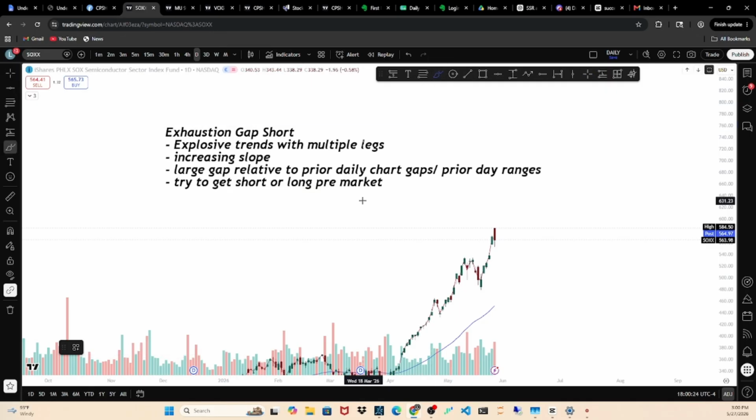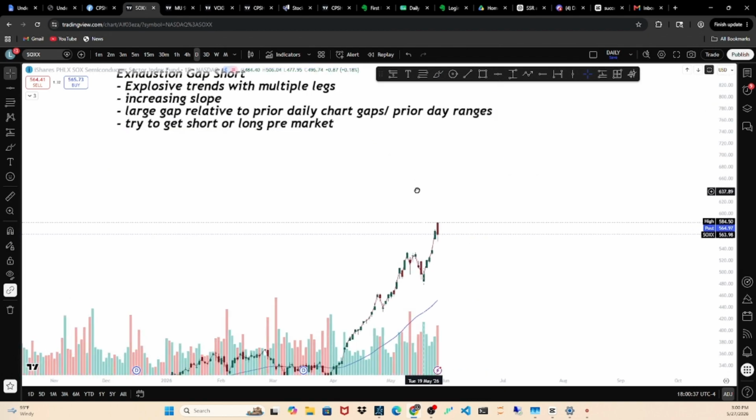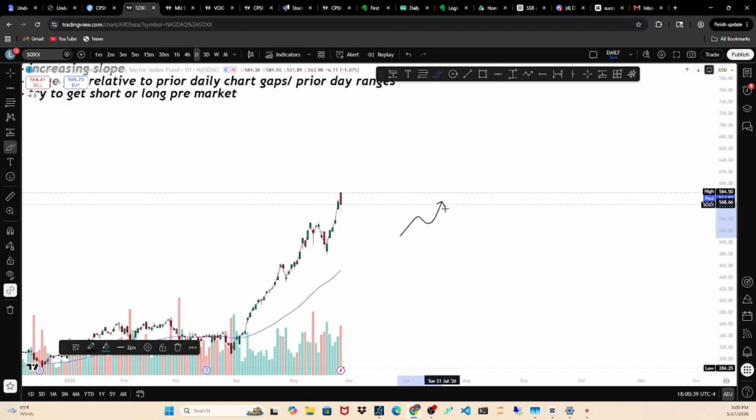And so that being said, this is an exhaustion gap. I look for strong trending stocks in the daily time frame, which is just an explosive trend with multiple legs. And I'm also looking for an increasing slope. Okay, an increasing slope is going to be something that is steady to the upside, right, and just trending up, and then all of a sudden it starts to get steeper.